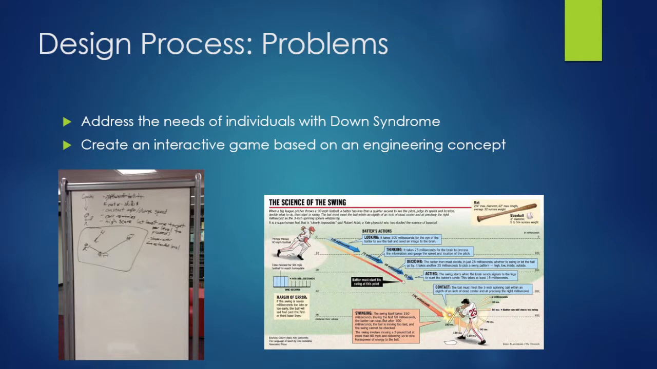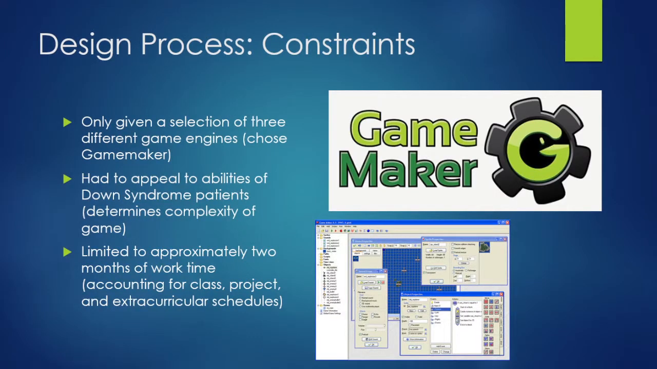We were faced with several constraints. One was a limited selection of game development software, given Kodu, Scratch, and GameMaker. We chose GameMaker, which has freedoms and some constraints. Another was to appeal to the abilities and interests of individuals with Down syndrome. Finally, we were limited to approximately 2 months of work to complete the project.